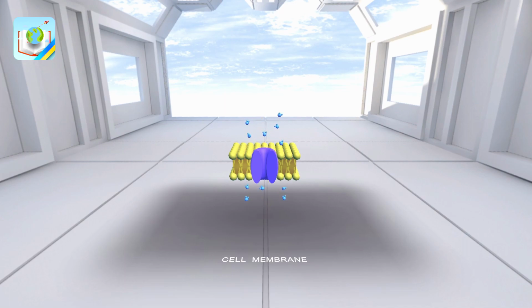Another type of transport is osmosis. Osmosis is the diffusion of a solvent, water, from an area with a higher concentration, a dilute solution, to an area with a lower concentration, a concentrated solution, through special aquaporins. Tap on the aquaporin and consider the process of osmosis. Plants feed thanks to osmosis.